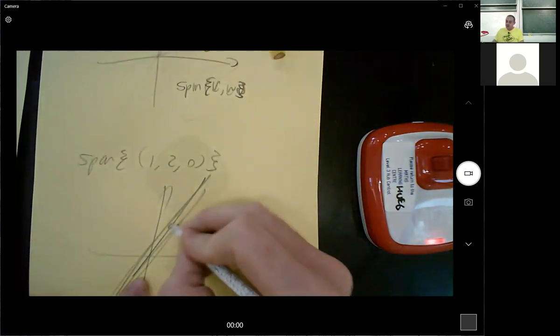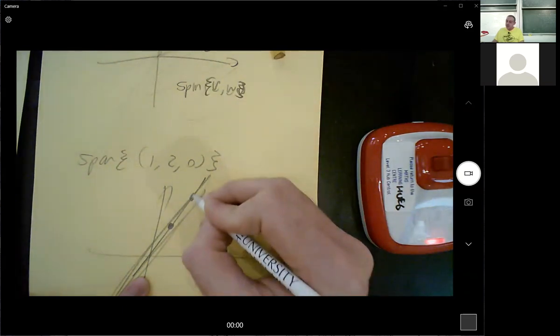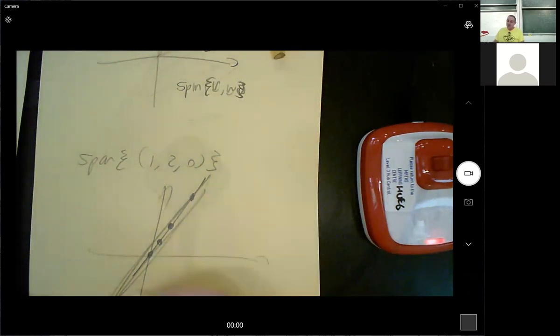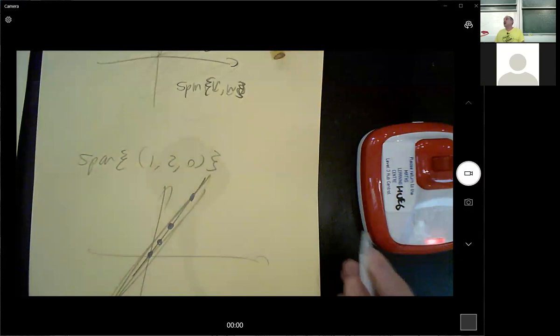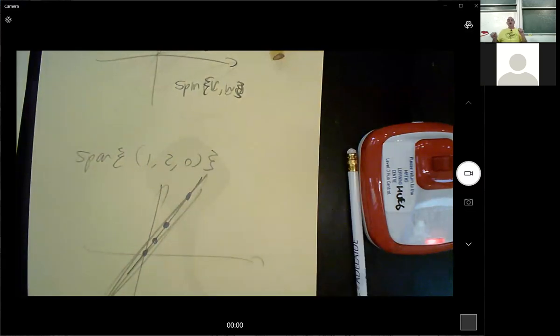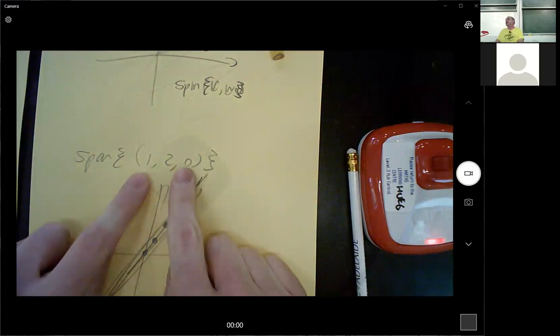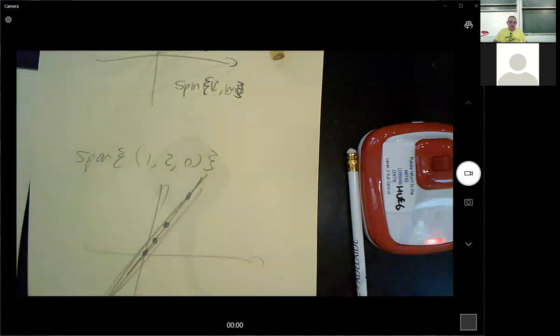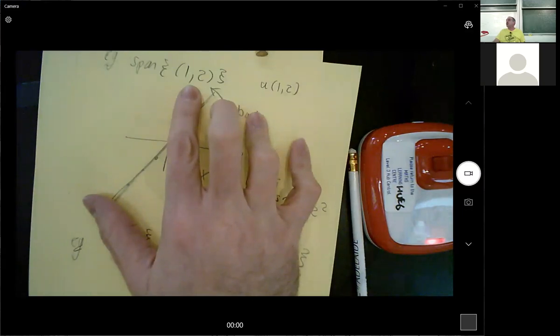Because here's (1, 2, 0), and there's 2 of (1, 2, 0), and there's half of (1, 2, 0), and there's 0 of (1, 2, 0), and there's minus 1 of it, it still makes a line. So it's the fact that it's one vector that causes it to make a line. It doesn't matter how many coordinates it has. It's just that this one is a line that's part of 3D space, and this one's a line that's part of a 2D plane because of how many coordinates there are.